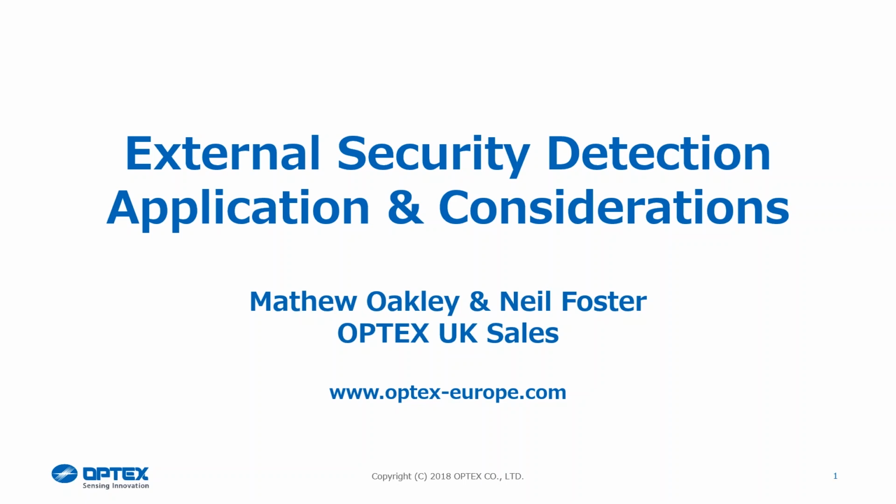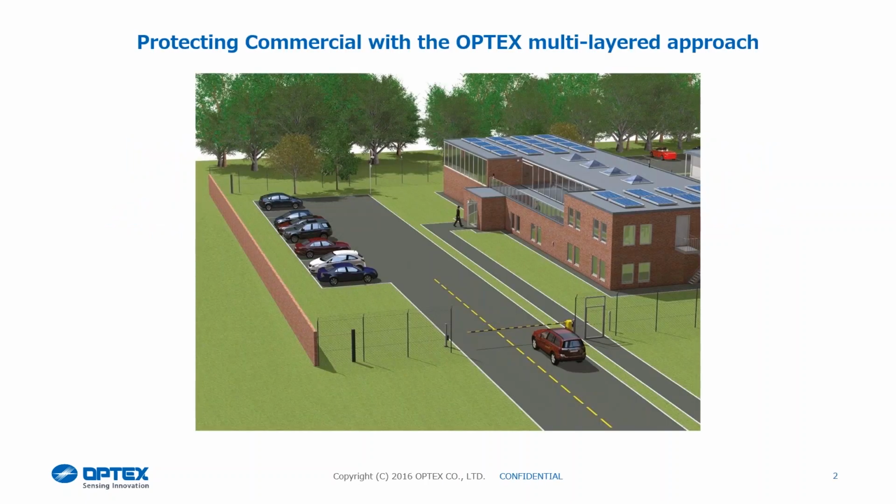Okay, so what we're going to do first of all is just build up the picture. So you're arriving on a site. Now use your imagination today. This could be a commercial application, this could be a back garden. Just try and build it in your mind when you pull up to a site how you may protect their property externally. And let's not forget that OPTEX also do an internal range of PIRs and dual techs. But let's today talk about the external range.